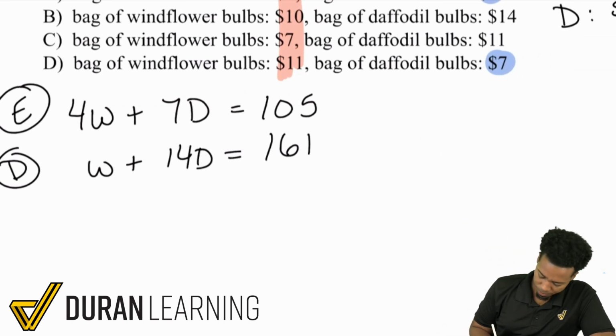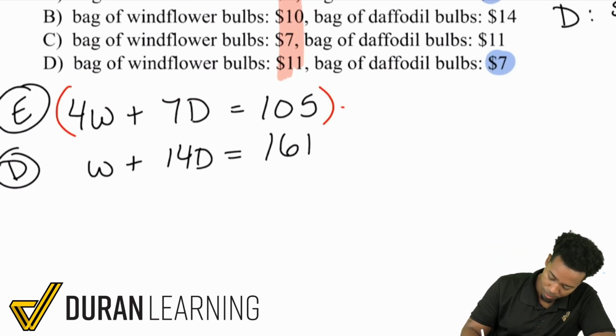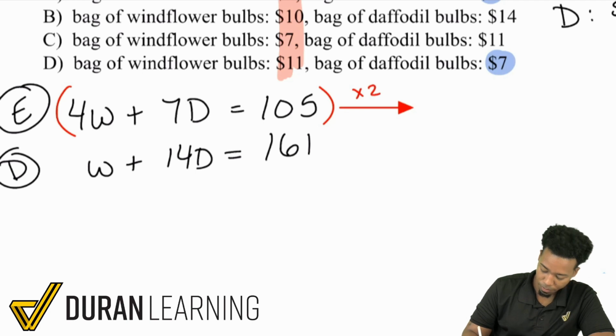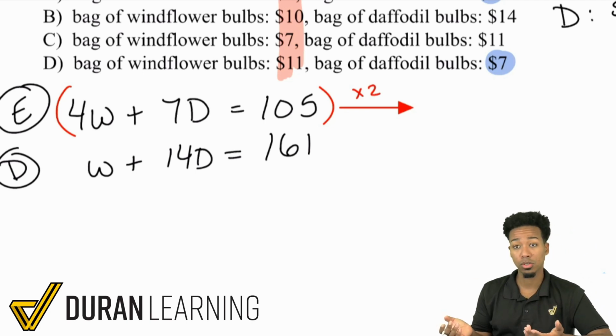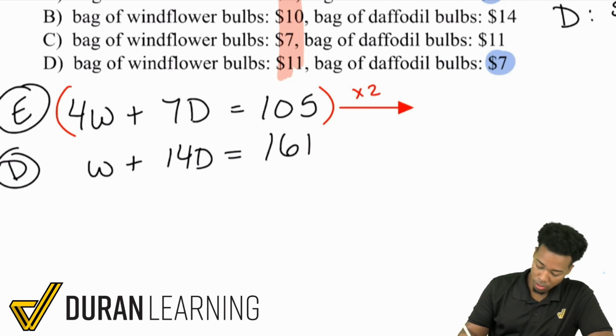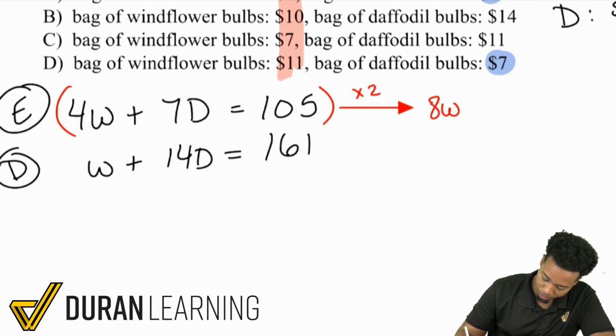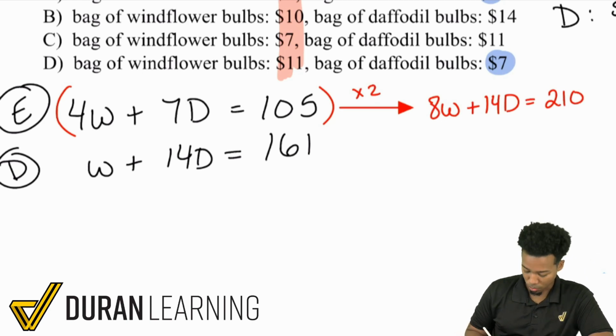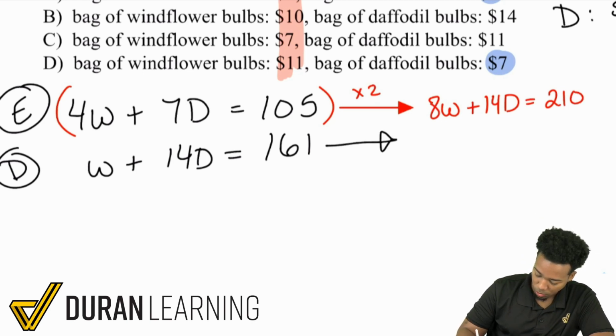So here we go. Let's take this entire top equation and multiply by 2. And remember, the reason that this is okay is because whatever you do to one side, you do to the other. So 4W times 2 is 8W. 7D times 2 is 14D. 105 times 2 is 210. We will rewrite the second equation as it was. So W plus 14D equals 161.